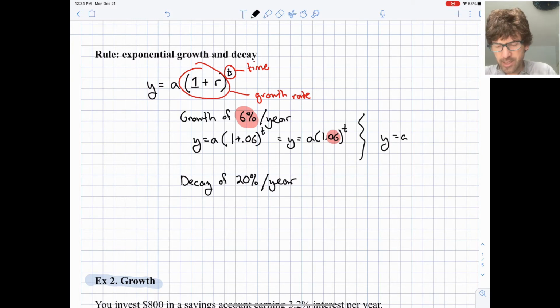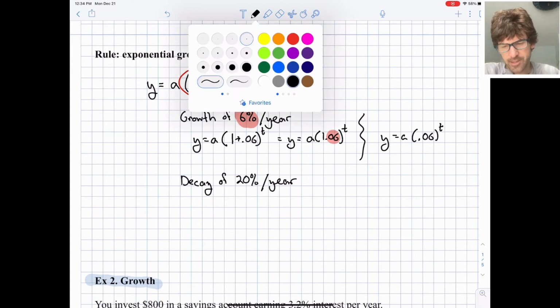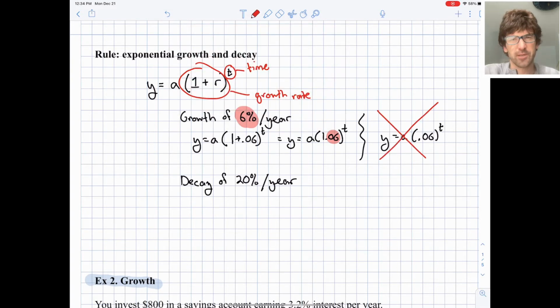Y equals a times 0.06 to the t. And that would represent something whose value is being multiplied by 0.06 on a yearly basis. And so I think you can see that its value would be dropping significantly, okay? If something is worth $100 now, next year it would be worth $100 times 0.06 or $6. Okay, so that would represent decay. So this is actually a mistake in this case. So we don't want to be doing that.